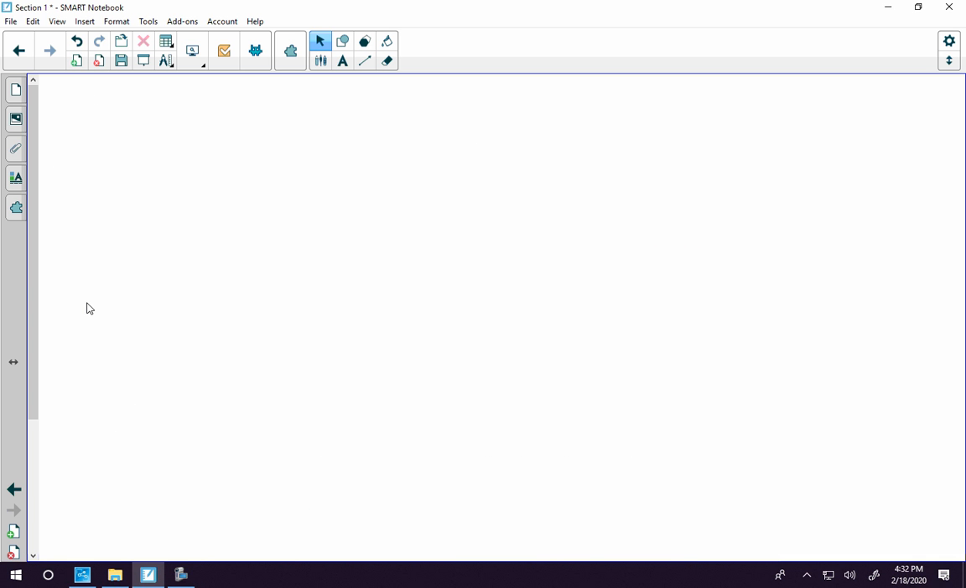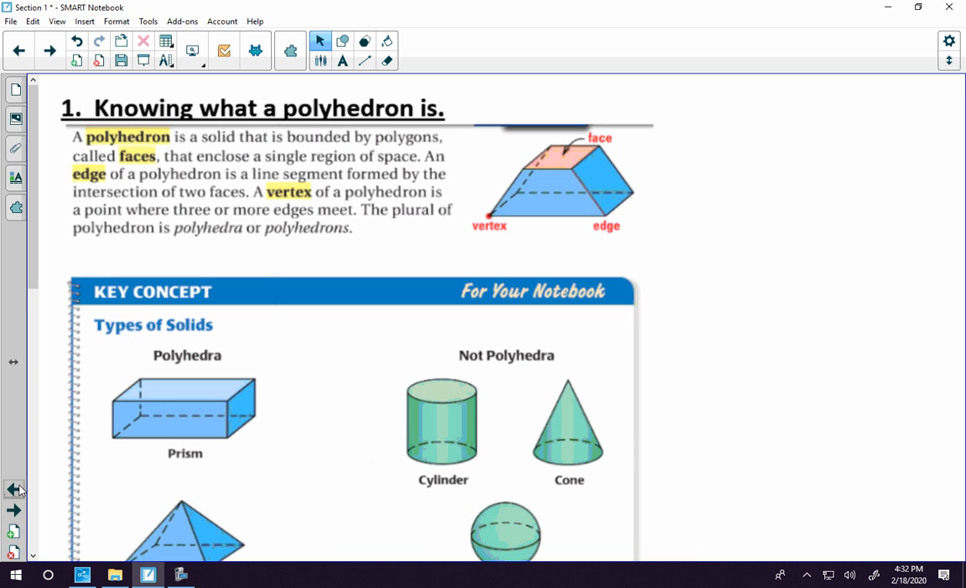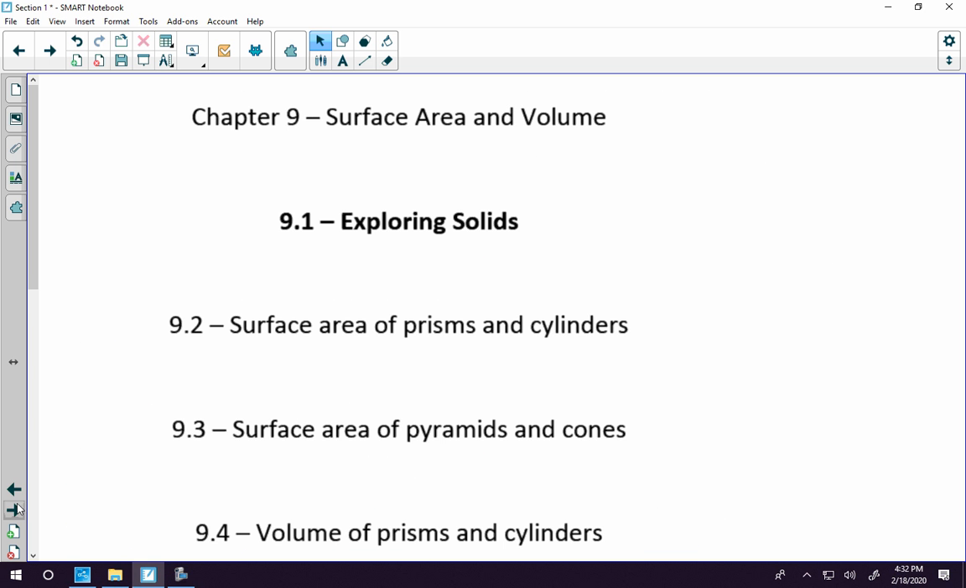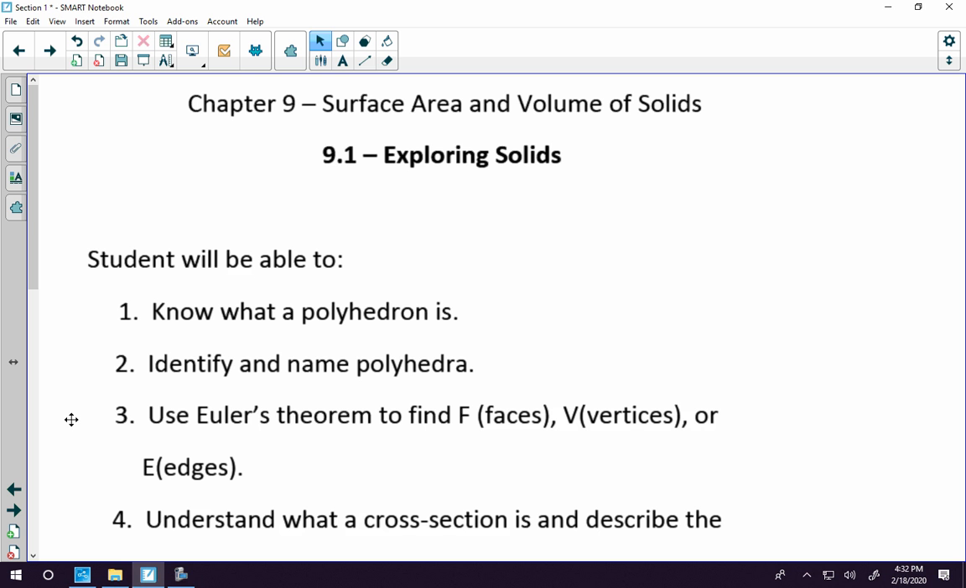I think that actually concludes the lesson today. Looking back, the first objective was to know what a polyhedron is. We covered that. The second objective was to identify the name of the polyhedron. We did that. You do not need to cover the third objective and the fourth objective.